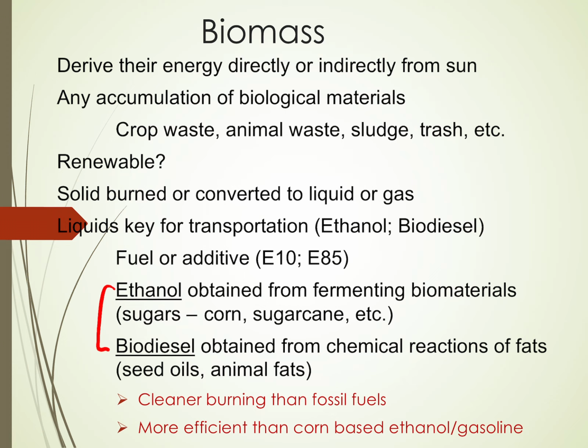Ethanol is obtained from fermenting biomaterials like sugars. Okay, so you get this from corn, sugarcane, etc. And we ferment them. So basically, you put them in vats with microorganisms. You allow them to ferment, and they produce ethanol.